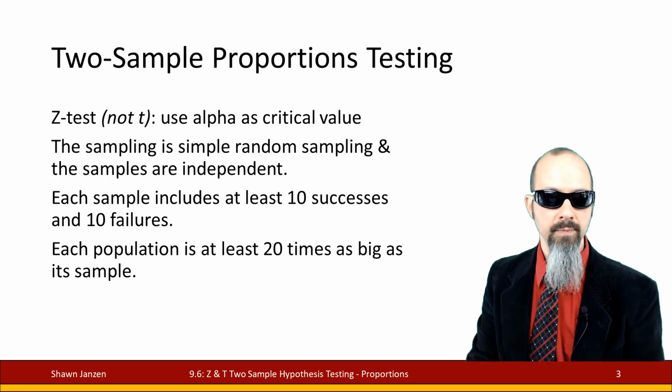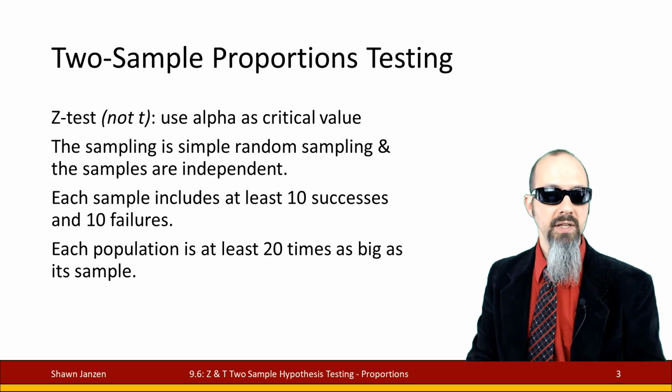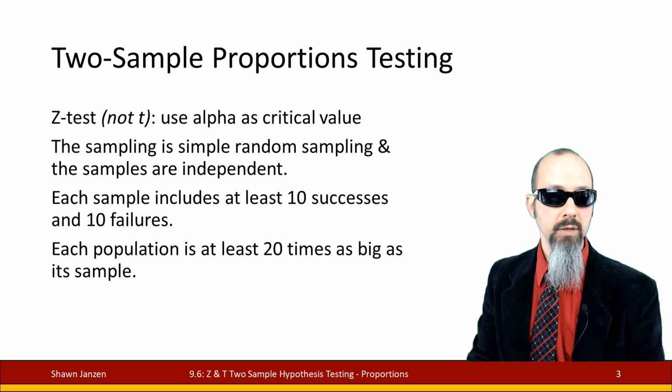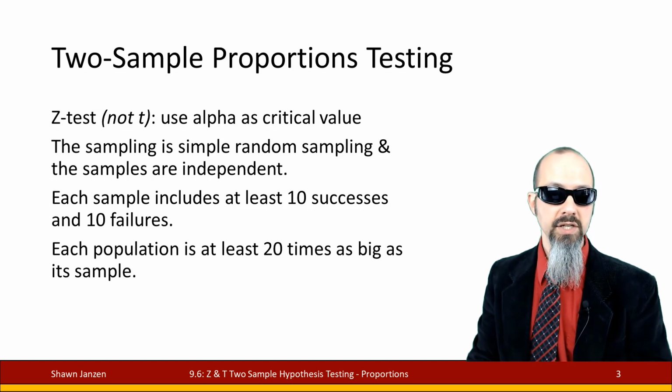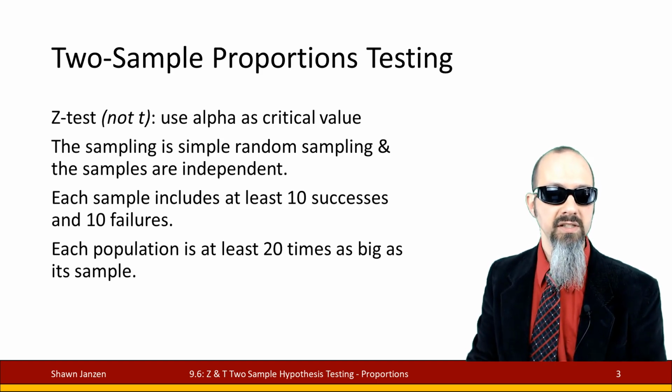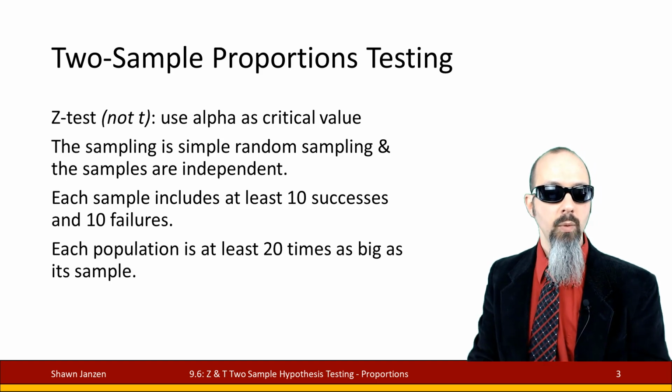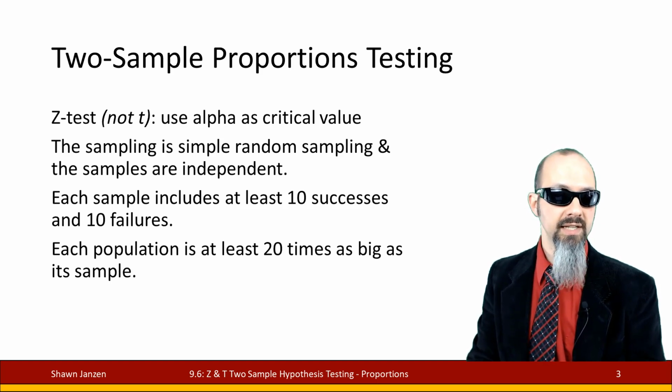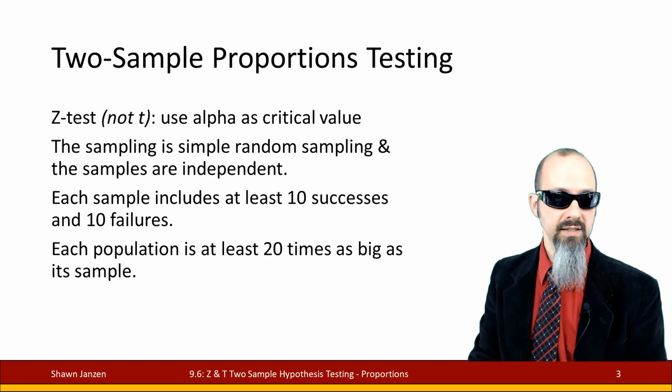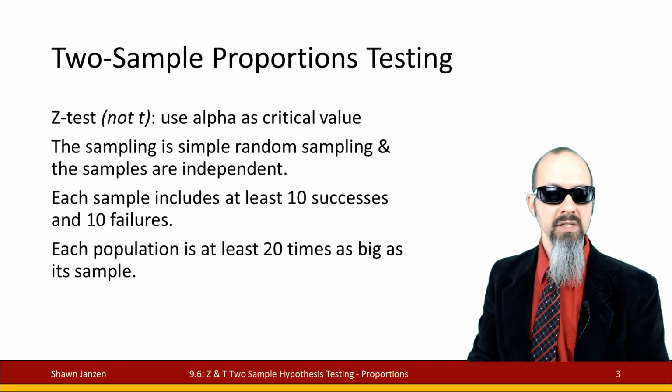Now, the sampling for these particular ones requires that we have random sampling and that the samples are independent. This, again, is the general baseline assumption for proportion testing and the vast majority of the statistical tests that we're doing here. We also say that the samples should include at least 10 successes and 10 failures. This is a carryover from the one sample version, and that the population is at least 20 times as big as its sample.